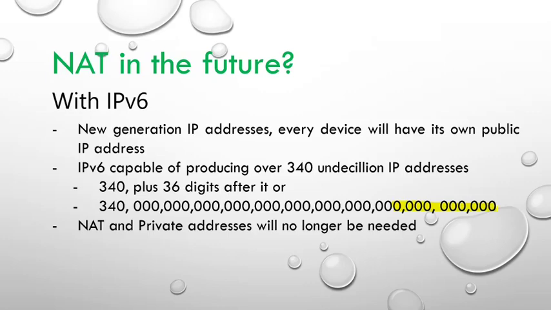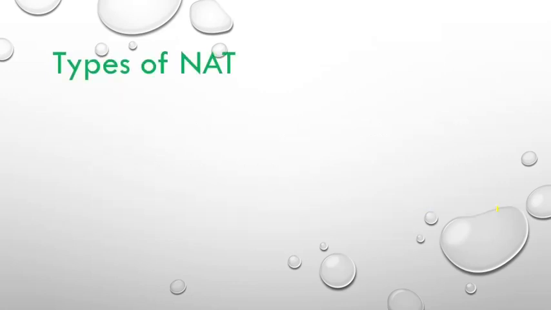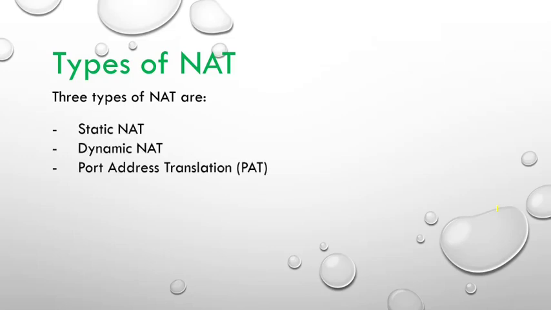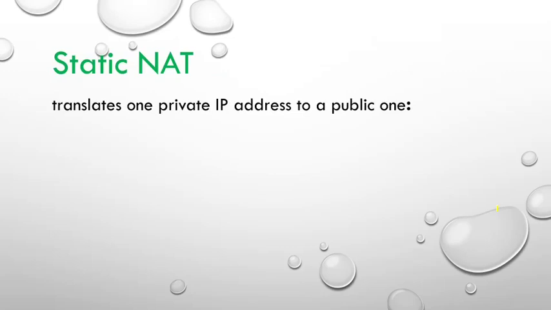Napaka-konti compared to the public IP addresses that can be provided by our IPv6. Okay? So NAT and private addresses will no longer be needed. Types of NAT. What are the different types of this NAT? There are three types: static, dynamic, and of course PAT, which is port address translation. Ano yung pinagkaiba-iba nila? First one, static NAT.